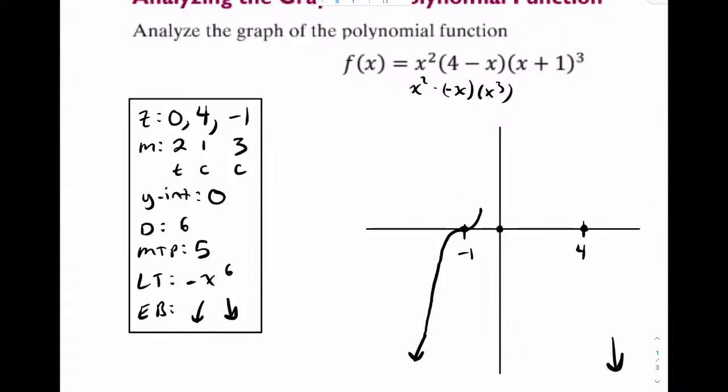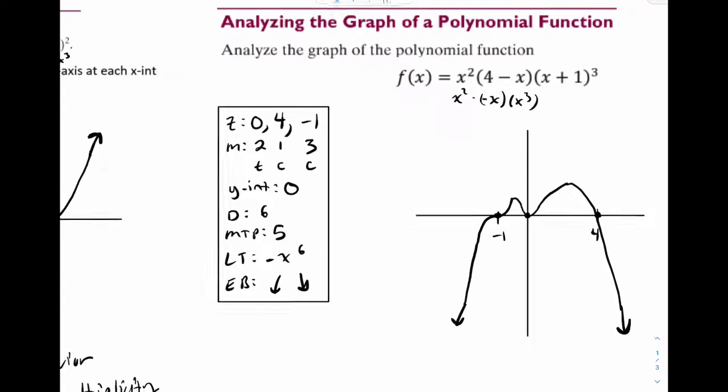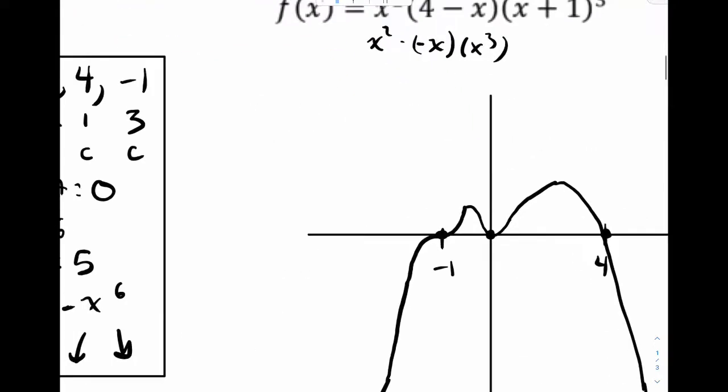And then I need to hit 0, so I'm going to start curving it down. And I'm going to touch 0 like that. And now I'm going to approach 4, and 4 is a regular cross because the multiplicity is 1. And there's our graph. So over here, that's a little pointy, so I'm going to try to round this off a little bit. You don't want any points on your graph. Everything should be smooth.